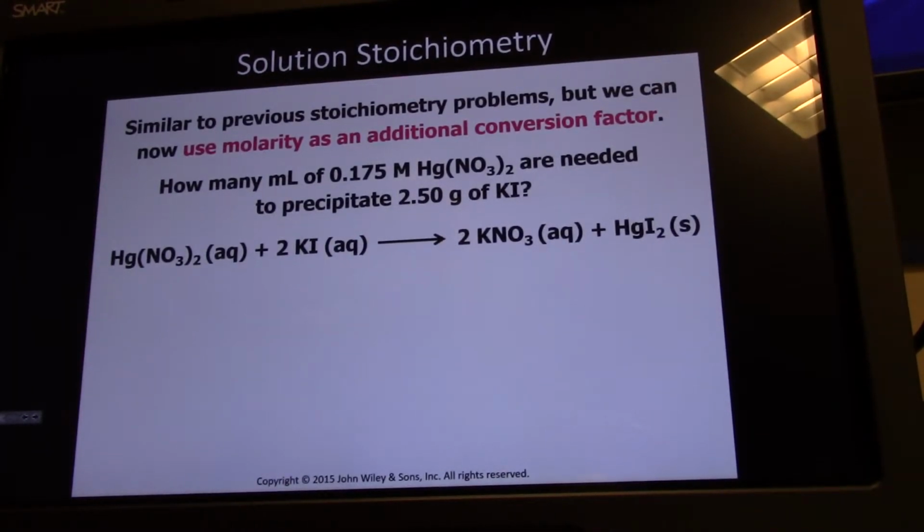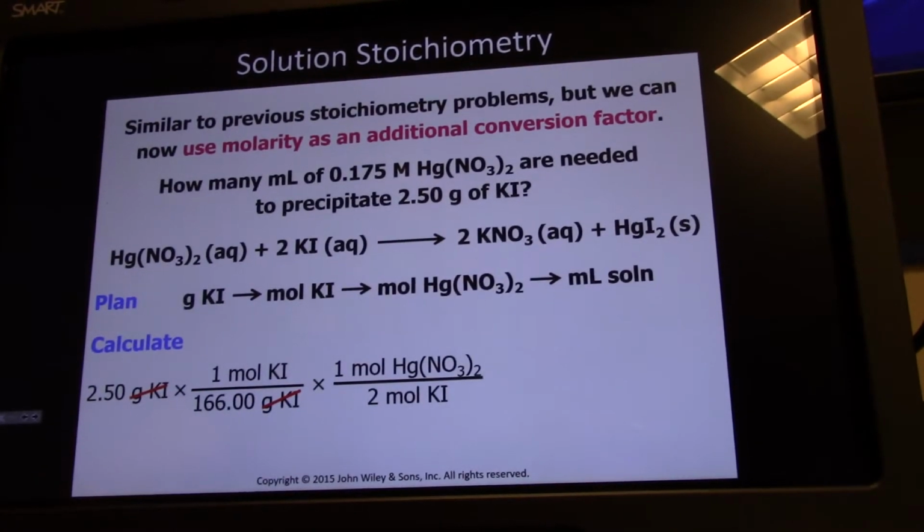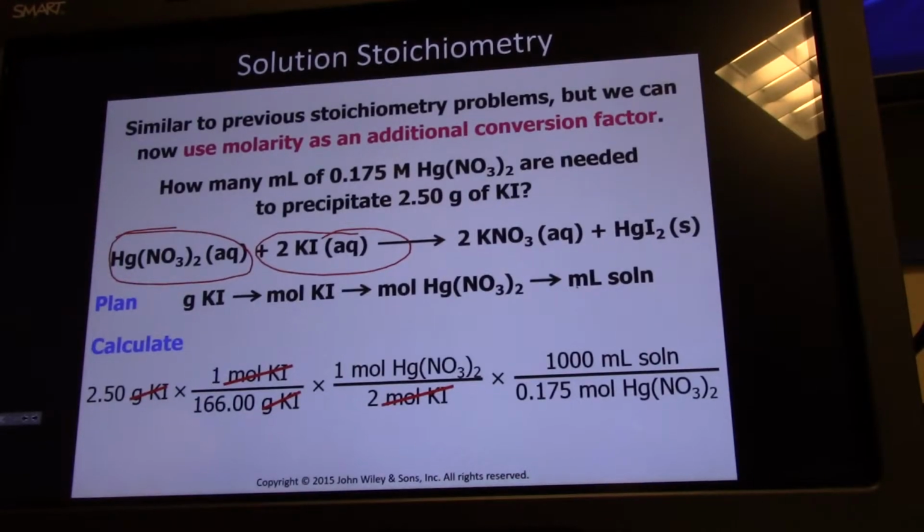So we got to convert our 2.5 grams of potassium iodide to moles. And now we do stoichiometry. I need 1 mole of mercury 2-nitrate to neutralize 2 moles of potassium iodide. So it's a 1-to-2 ratio. And then I convert to a liquid.